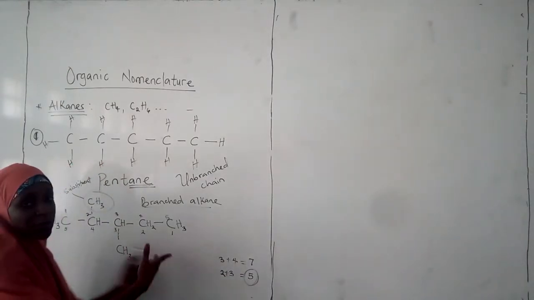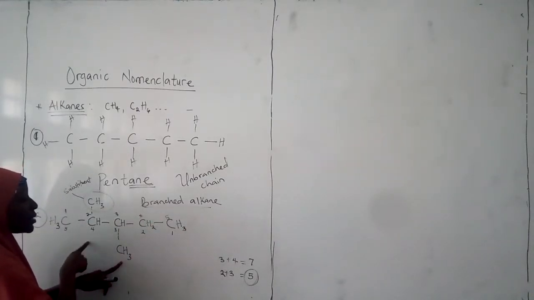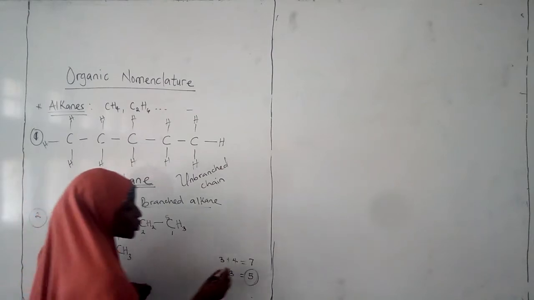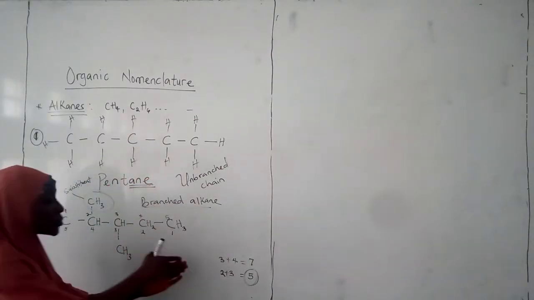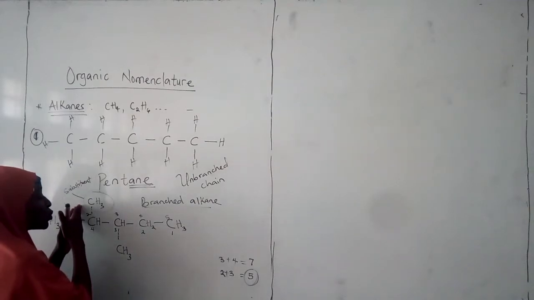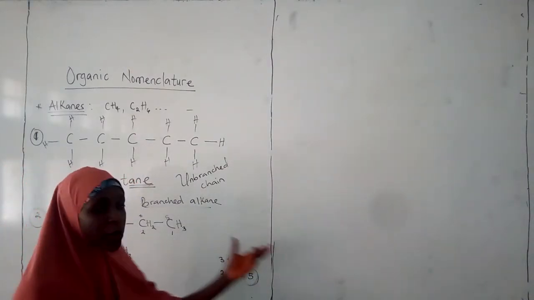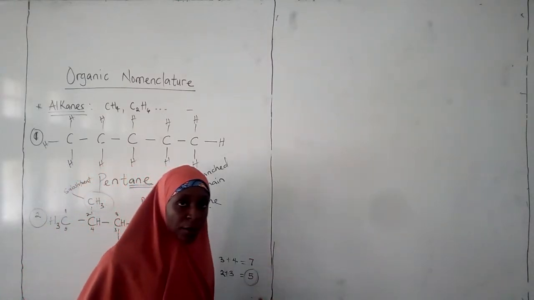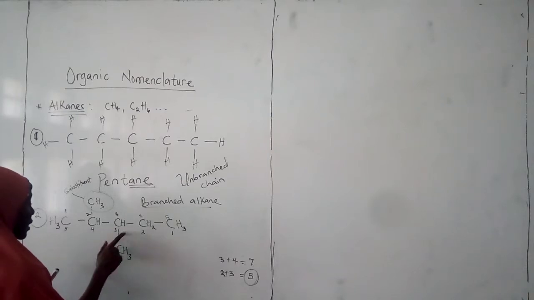When we are counting from this side, we have a methyl in position 3 and another methyl in position 4, which gives us 7. Counting from this side gives us a methyl in position 2 and a methyl in position 3, 2 plus 3, which is 5. Now we are going to take the one with the least number. So if we are going to name this, we are going to say 2, 3.